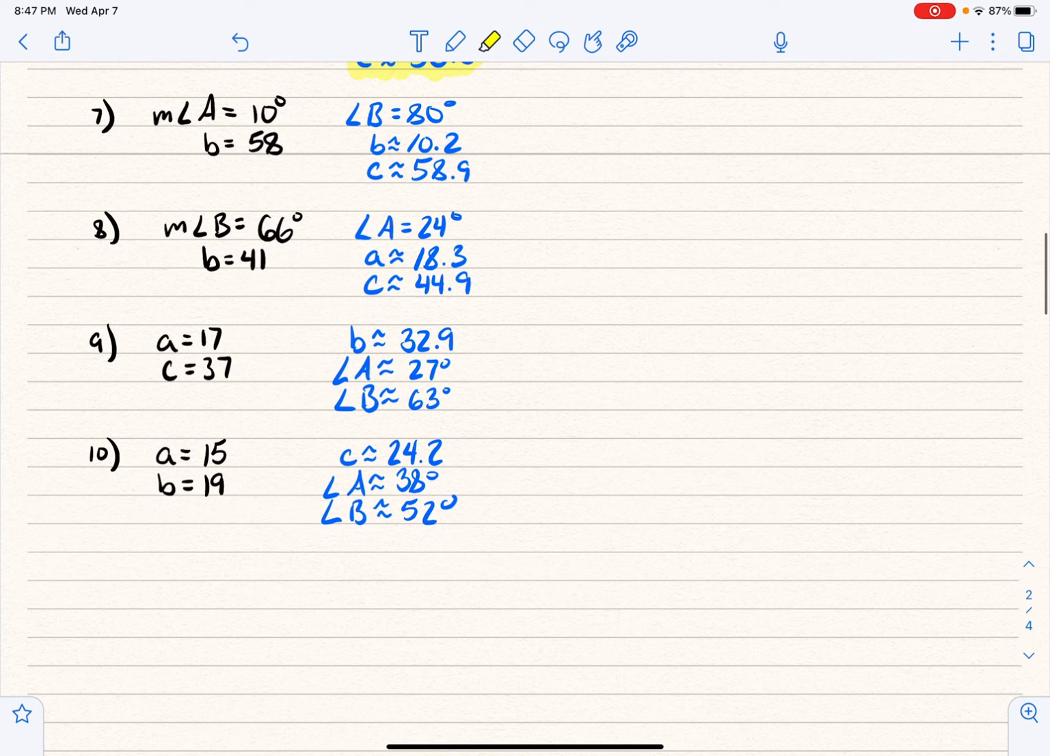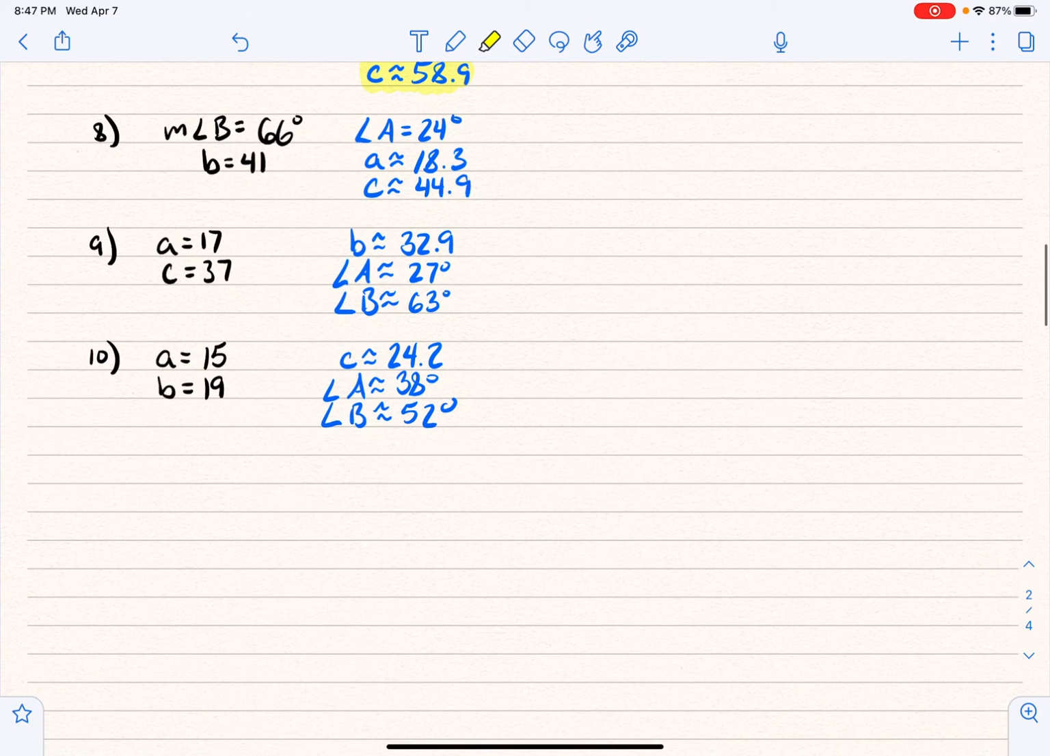For number 7, if measure of angle A is 10 degrees, well then measure of angle B has got to be 80 degrees. I put side B, that was foolish. That's supposed to be side A right there. Side A would be about 10.2 and side C is going to be about 58.9. For number 8, measure of angle B is 66. Side B is 41. So therefore, measure of angle A has got to be 24 degrees. Side A has got to be 18.3. Side C has got to be about 44.9.